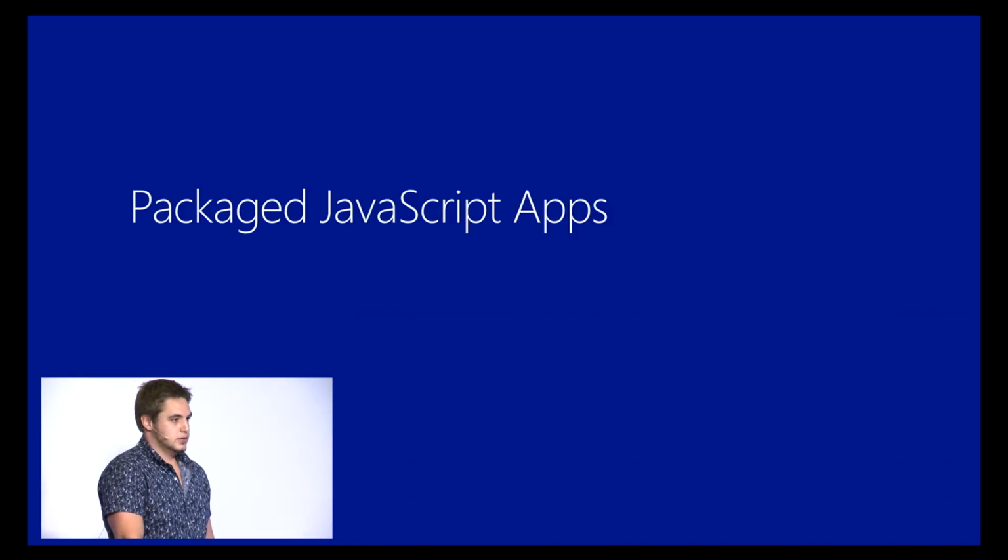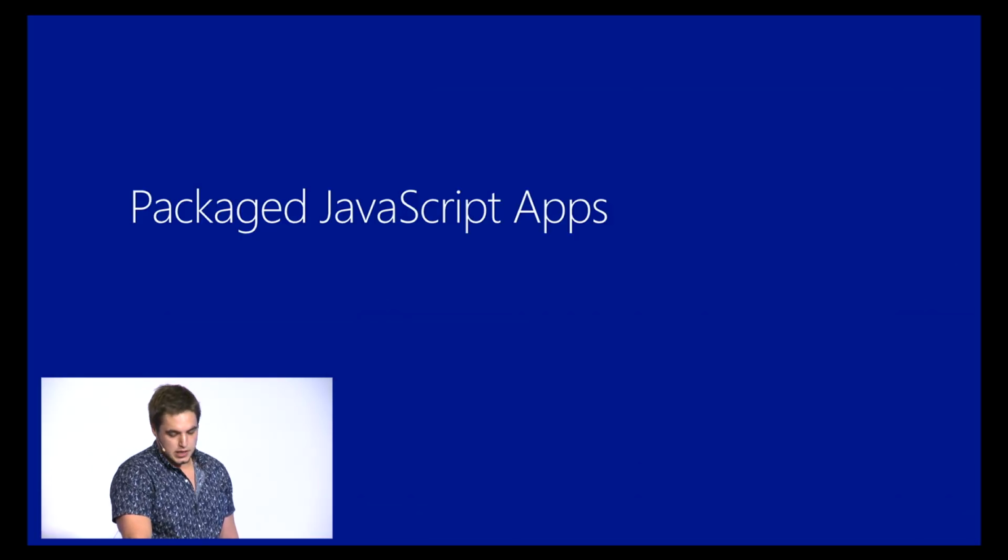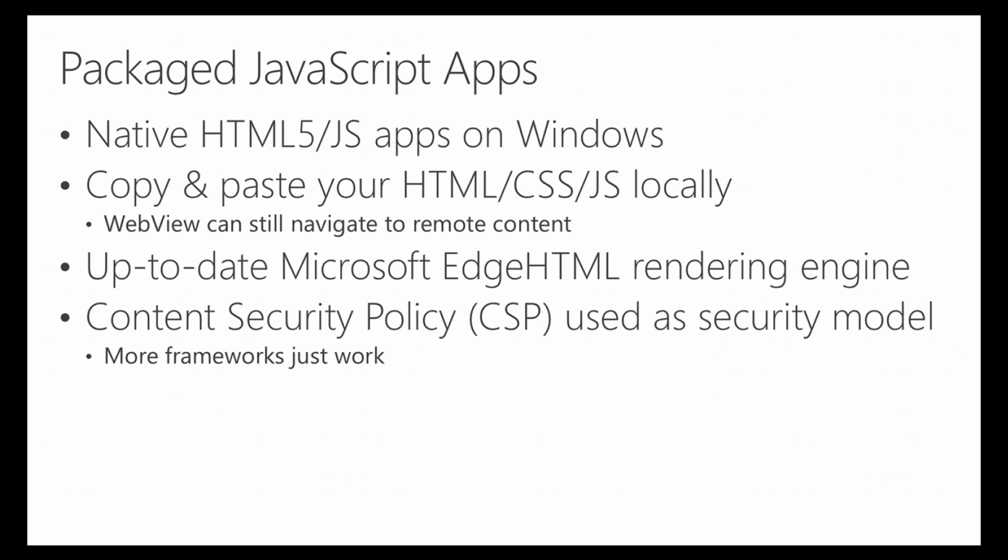So that was a little bit about hosted web apps, a new scenario for Windows 10, with a couple of demos. Next, I'll talk about packaged JavaScript applications. These have existed in the past on Windows. They're just native HTML, JavaScript, and CSS apps on Windows. It allows you to copy your server code locally, and that really works only if you have a static page. You're going to need to be connected for other things. WebView is obviously still able to navigate to remote content.